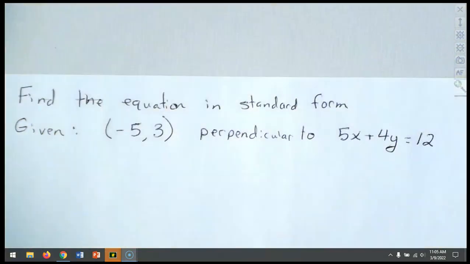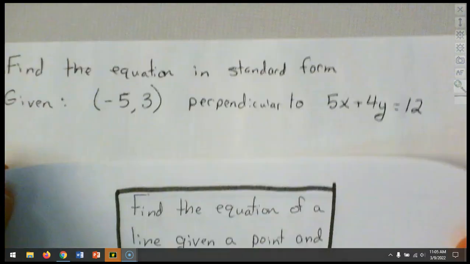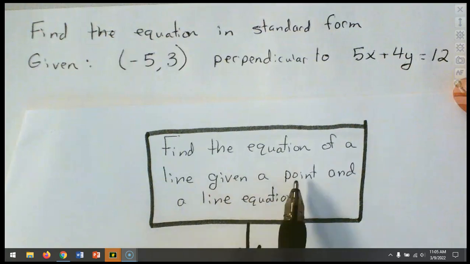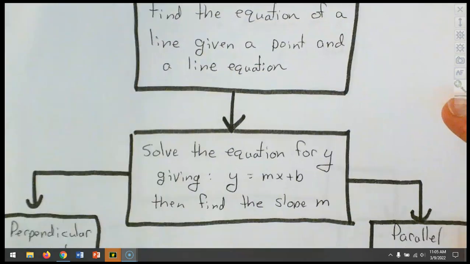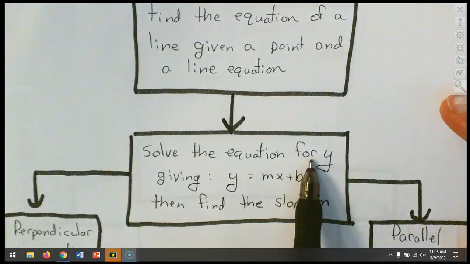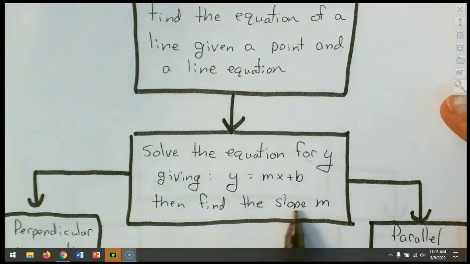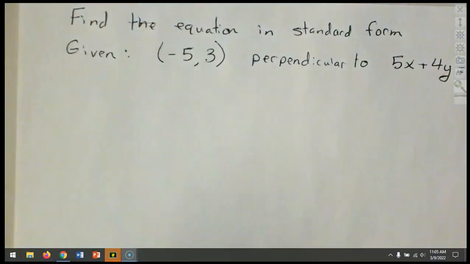Well, first off, what do we have? A point and a line equation. So that means we use the last page of our flowchart. So find the equation of a line when you're given a point and a line equation. So what's my first step? It says take that line equation and solve it for y. And then find your slope with that m there. So let's go ahead and solve this for y.